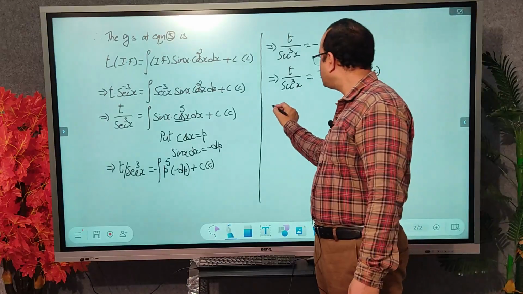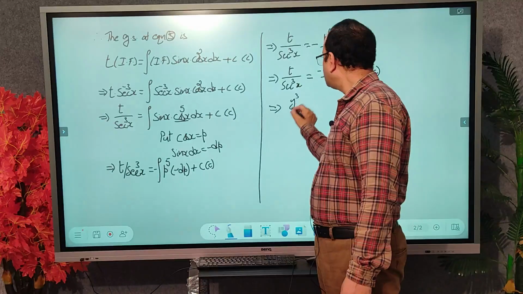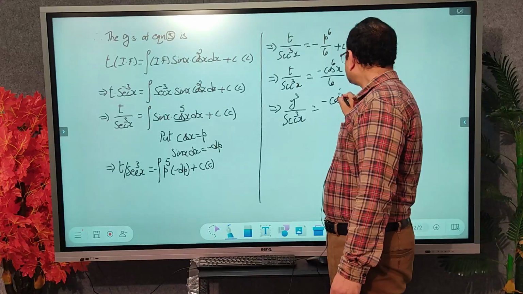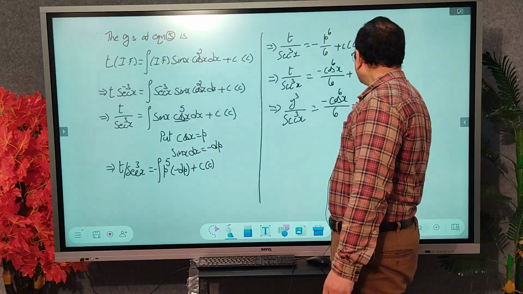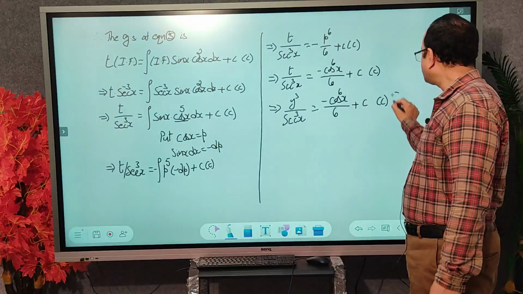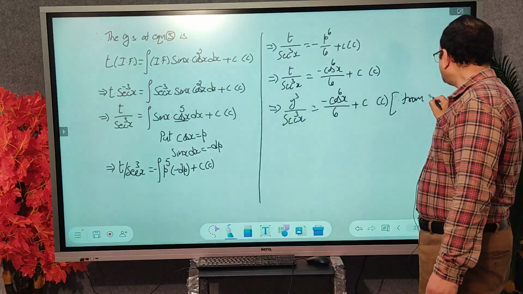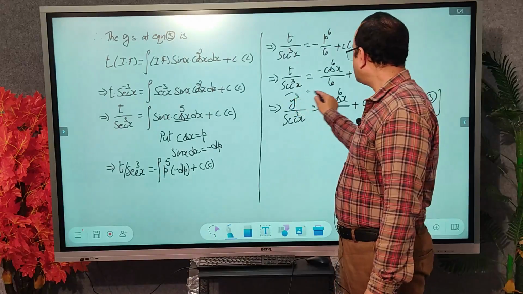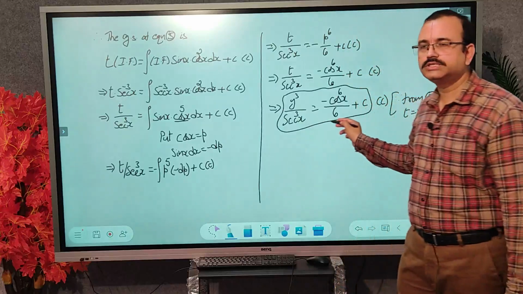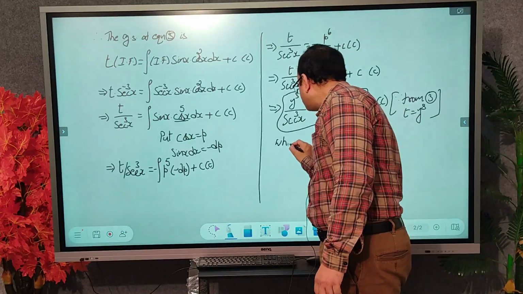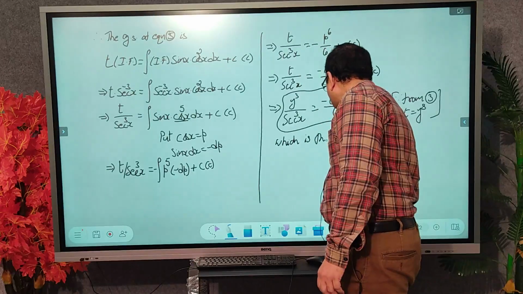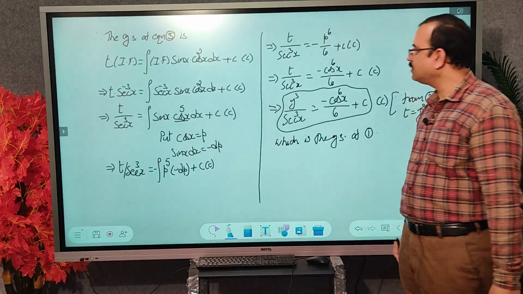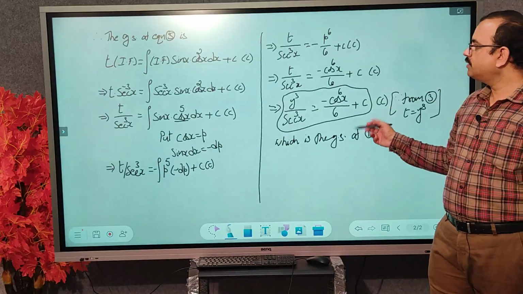Then if we replace t by y cube, we will get y cube by secant cube x is equal to minus cos power 6x divided by 6 plus c. Here if you want you can write, since from equation 3 t is equal to y cube, okay. So finally whatever we got here is known as the general solution. If you want you can write, which is the general solution of the given differential equation 1. So this is how we can solve the Bernoulli's differential equation.